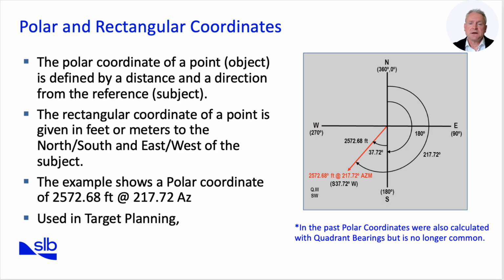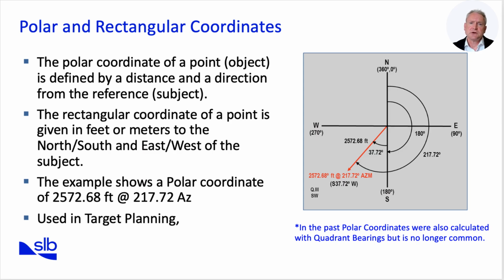Both systems are widely used in the industry, but for different purposes. Polar coordinates are especially valuable in target planning, for example, when defining the trajectory to a geological feature like a fault or a reservoir sweet spot. It allows engineers to visualize the well path in terms of both direction and range. Rectangular coordinates are typically used for surface plotting, collision avoidance, and spacing calculations, as they simplify the measurement of distances between wells and infrastructure.